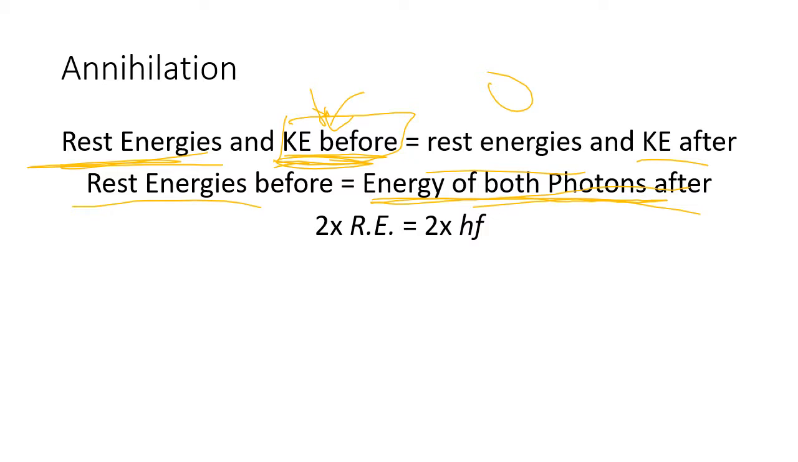So we end up with this. Twice the rest energy of one of the particles, because of course they're a particle and antiparticle pair, and one of the key things about particle-antiparticle pairs is they have the same rest energy, they have the same mass. So twice the rest energy of one of them is equal to the energy of the two photons.